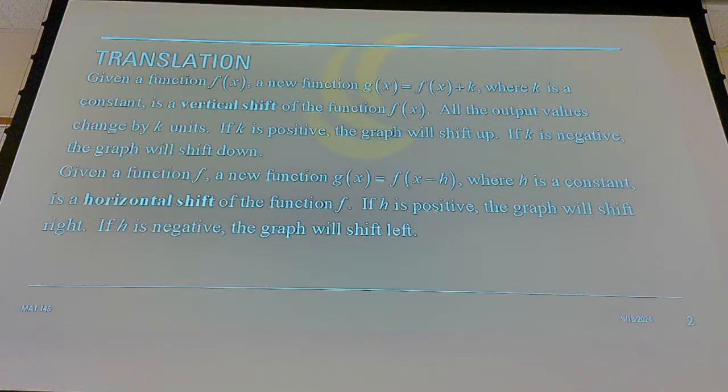New function g of x equals f of x minus h, where again h is a constant, is a horizontal shift or a horizontal translation of the original function f. Notice that what is now changing are the input values, not the output. If h is positive, the graph will shift to the right. If h is negative, the graph will shift to the left.